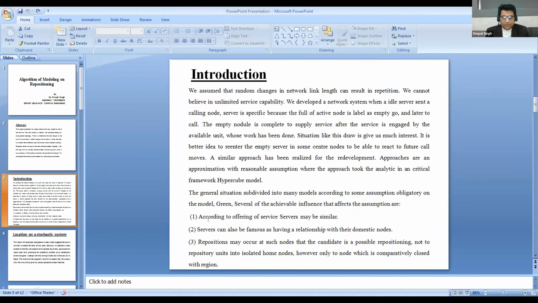According to the offering of service, servers may be similar. Number two, a server can also be known as having a relationship with its home nodes. Repositioning may occur at a node that is a candidate for repositioning, moving a unit into isolated home nodes. However, only to nodes which are completely close with reason.